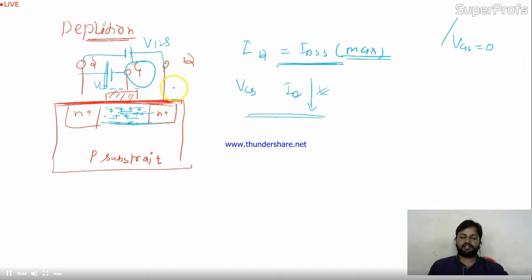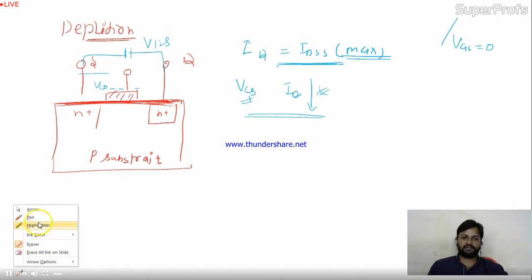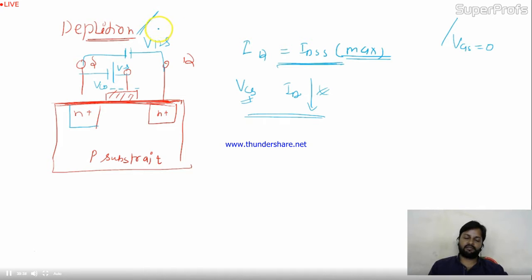But the story is different in enhancement. In the enhancement mode, what is going on there? This depletion layer is not there in the enhancement. No channel is provided with us. So what we will do is apply the VGS in this way. Now if VGS equals 0, there will be no current, zero current. This is the condition for enhancement.